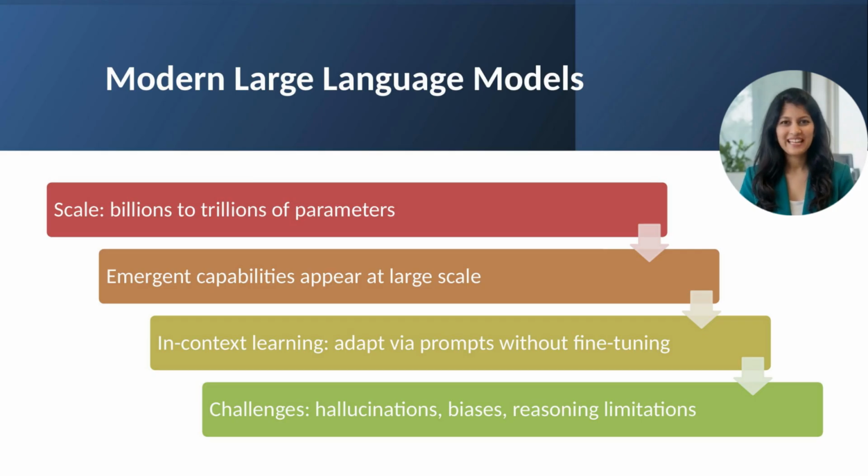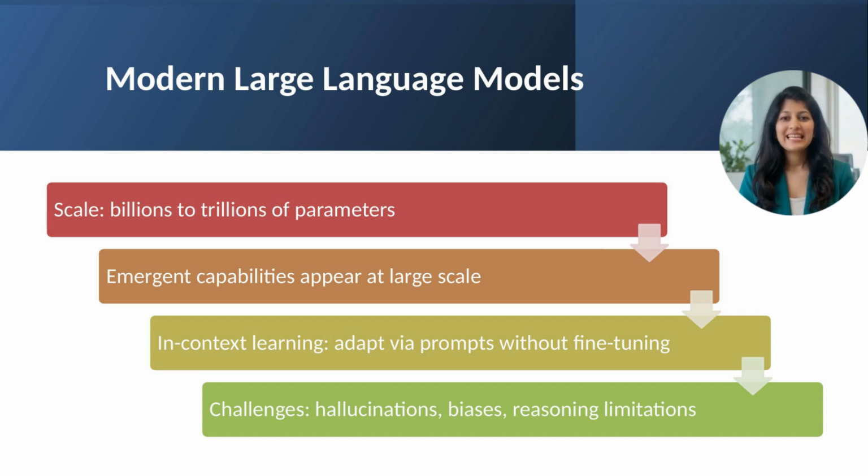Large language models, LLMs, like GPT-3, GPT-4, PaLM, and LLaMA represent the current frontier of NLP. Their scale brings qualitative changes in capabilities. Scale matters. GPT-2 had 1.5 billion parameters. GPT-3 has 175 billion. GPT-4's size isn't public but is larger. PaLM has 540 billion parameters. As models scale, new capabilities emerge that weren't present in smaller versions. Few-shot learning, complex reasoning, code generation, mathematical problem solving: these emerge gradually as scale increases.